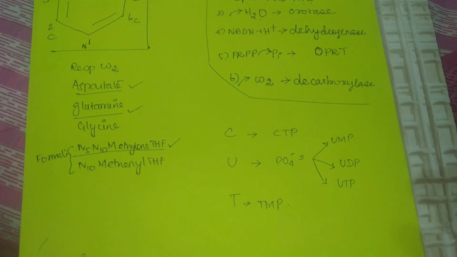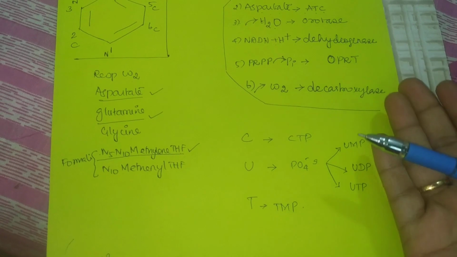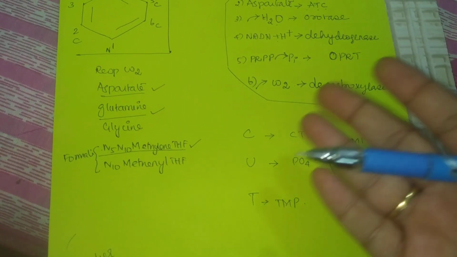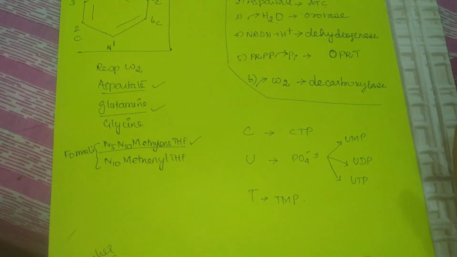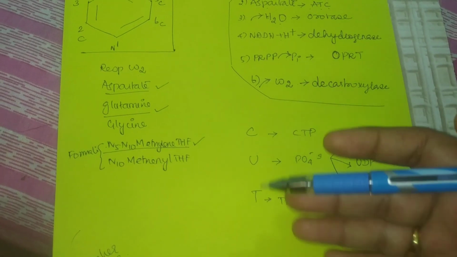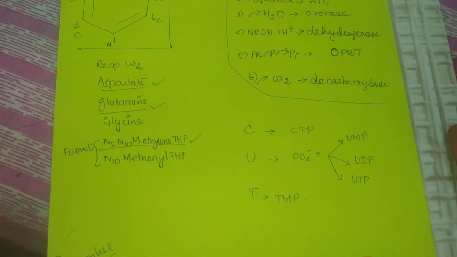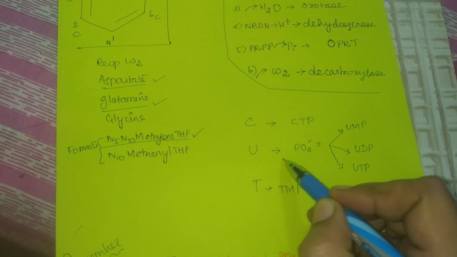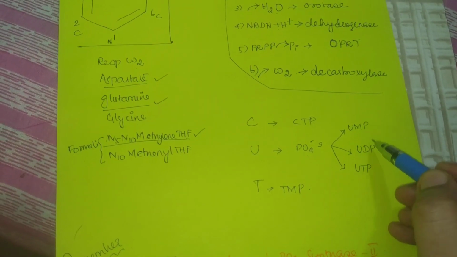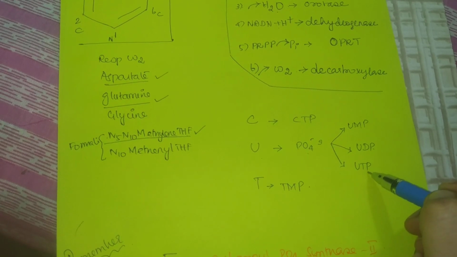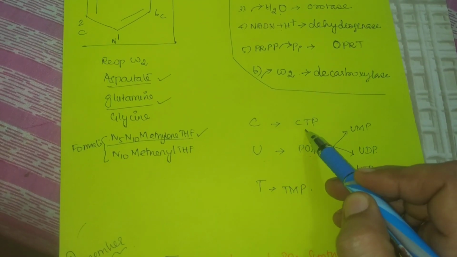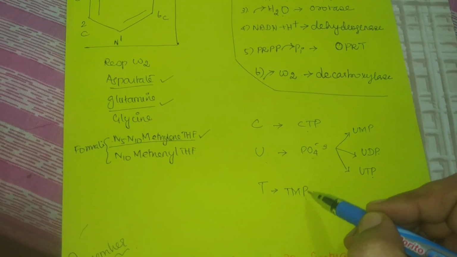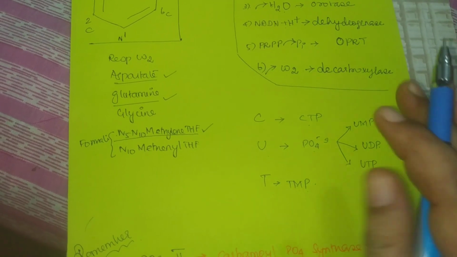Now we are going to see synthesis. So what are pyrimidines? Cytidine, uridine and thymidine are pyrimidines. Among cytidine, uridine and thymidine, first we are going to synthesise uridine and its phosphates. Its phosphates are uridine monophosphate, uridine diphosphate and uridine triphosphate. Next, cytidine triphosphate and thymidine monophosphate. So this is what we are going to synthesise in pyrimidine.